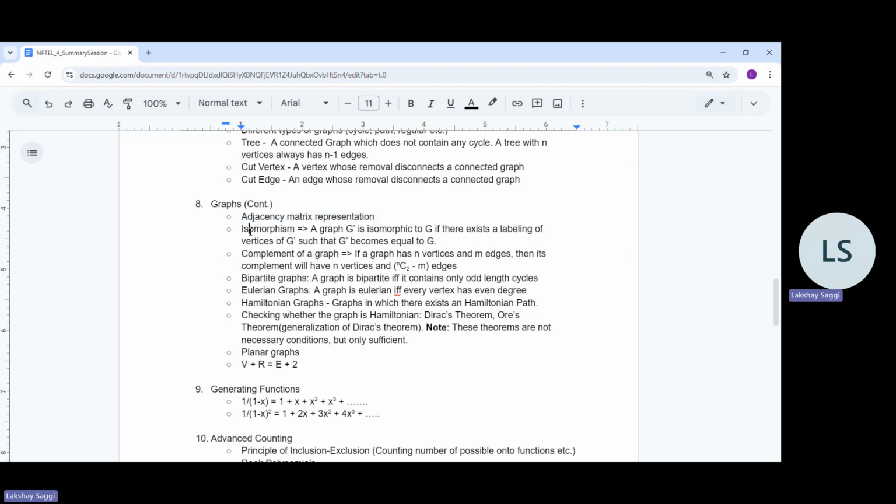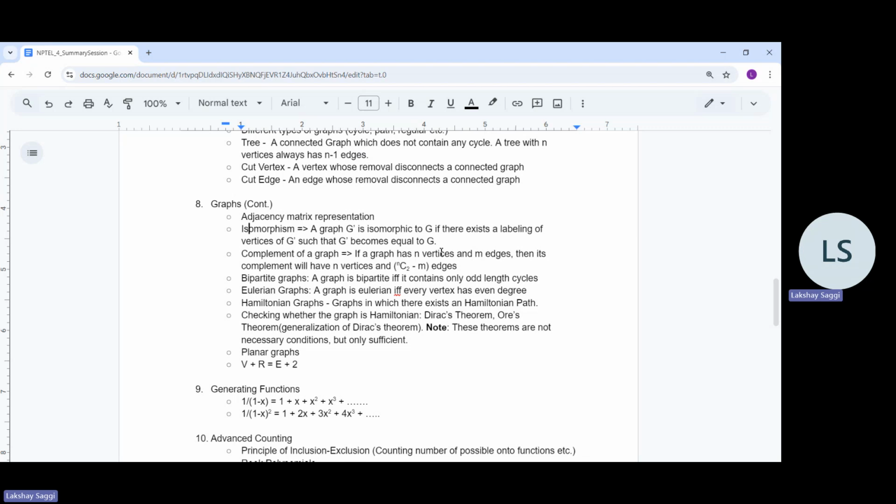And then we discussed graph isomorphism. What do we mean by graph isomorphism? A graph G prime is isomorphic to G if there exists a labeling of the vertices of G such that G prime becomes equal to G. What does this mean at a high level? That the graphs G prime and G are isomorphic if they are actually the same graph. They might have different numbering of vertices, and so we might be confused and not know whether these are the same graphs or not. So it is possible that two graphs are actually the same, but they are represented in such a manner that we do not see them as the same.